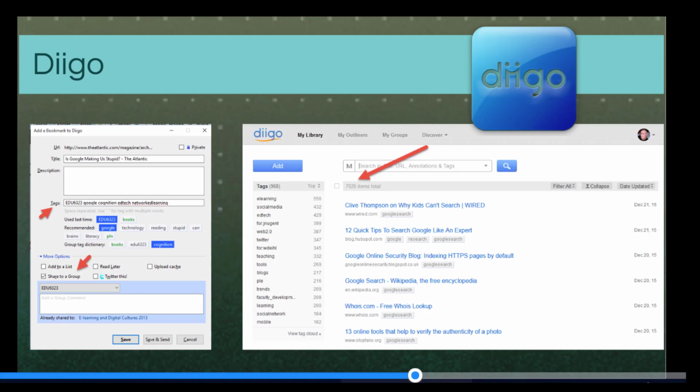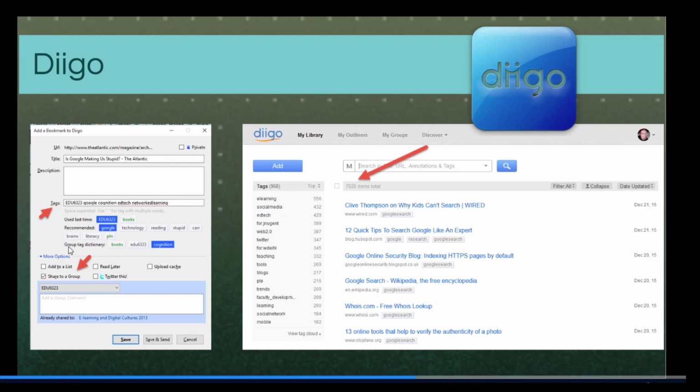Diigo is a social bookmarking tool. I've been using it for a decade now and have about 7,000 websites organized by tags, like social media or e-learning or tools. You can see a series of tags over here. When you bookmark a website, as I did with the Nicholas Carr article, Is Google Making Us Stupid?, I can put in a number of tags to save that. So I use Google, Cognition, EdTech, Network Learning, and the class.